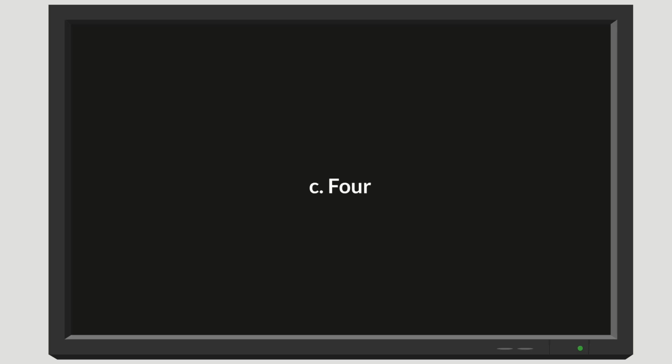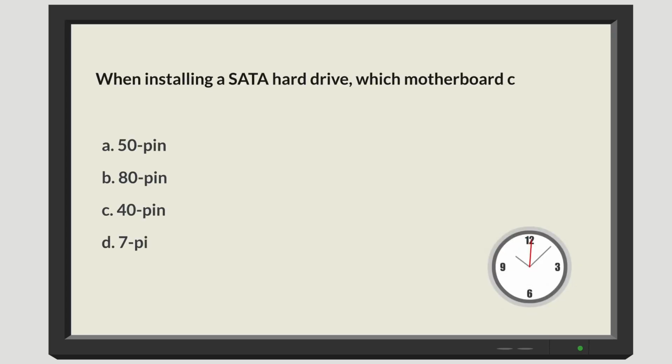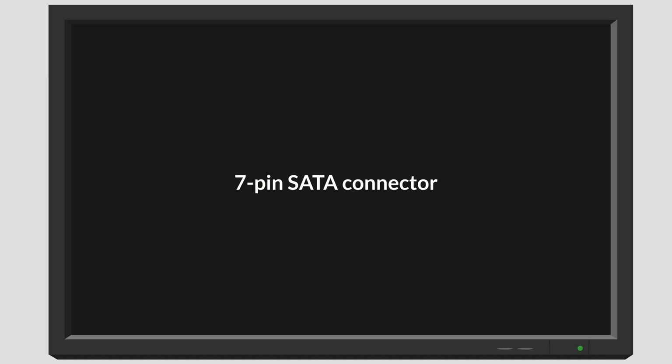The correct answer is 4 because each SATA port supports exactly one device. When installing a SATA hard drive, which motherboard connector should you use? The options are 50-pin, 80-pin, 40-pin, or 7-pin SATA. The correct answer is the 7-pin SATA connector because SATA data cables always use a 7-pin interface.